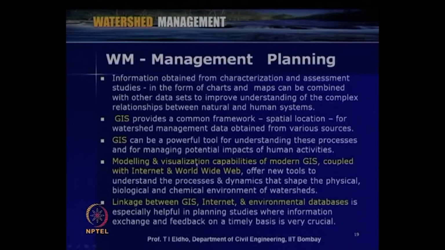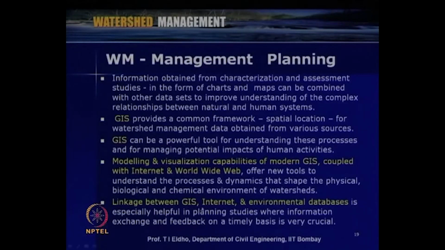Within the GIS environment, modeling and visualization can be done. Once this GIS is coupled with the internet and World Wide Web, we get new tools to understand the processes and dynamics that shape the physical, biological and chemical environment of the watershed. So, when we utilize the GIS platform, the internet and World Wide Web, we can integrate all these things with, for example, hydrological modeling systems. So, we have very efficient tools to assess what will happen when particular watershed management plans are implemented, what will be the future. All those things we can assess within the GIS environment. That way GIS can be used for watershed management and planning.